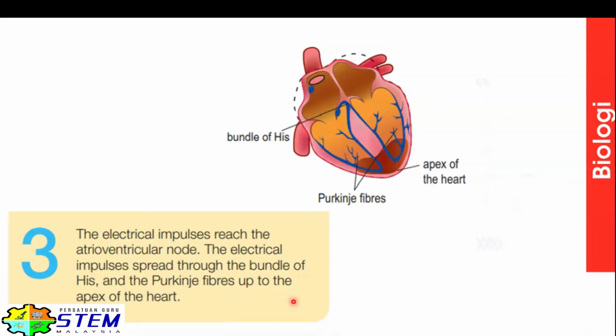And then the third event: the electrical impulses reach the atrioventricular node. This is the atrioventricular node. The electrical impulses spread through the bundle of His and the Purkinje fibers up to the apex of the heart. So the bundle of His will branch into the bundle branches, on both sides, and then go up to the Purkinje fibers and to the apex of the heart.